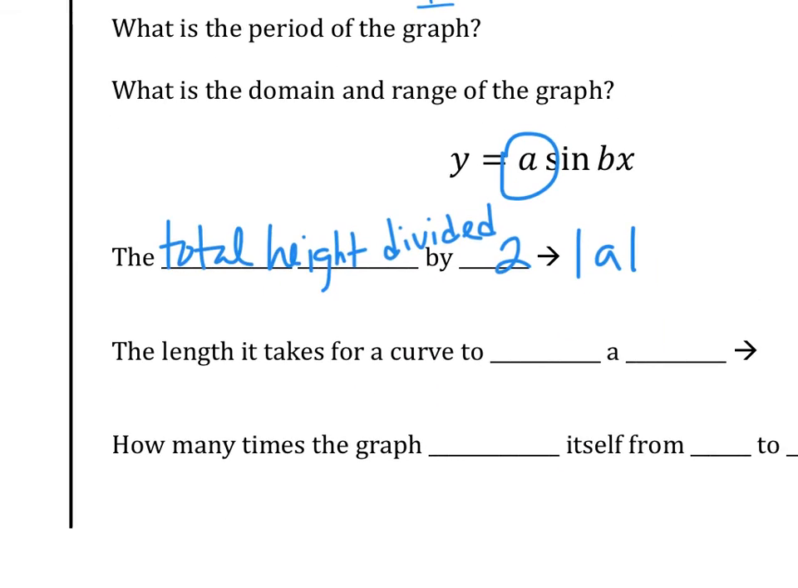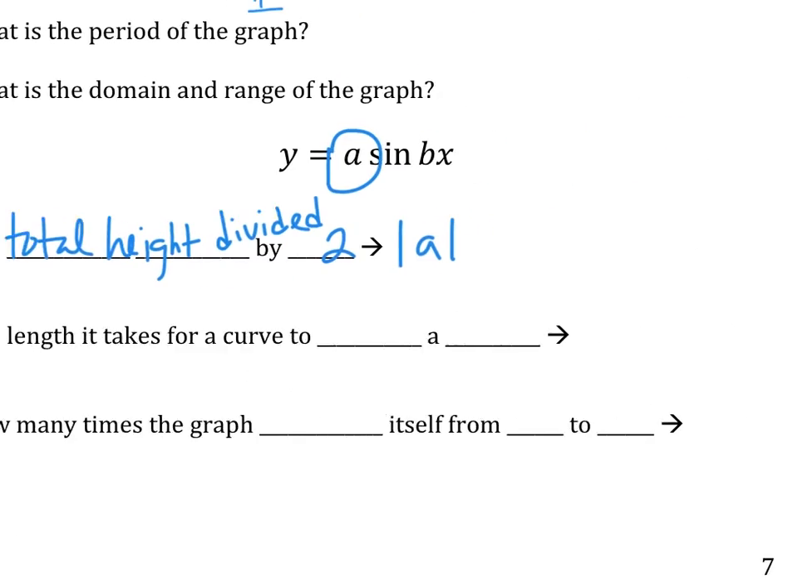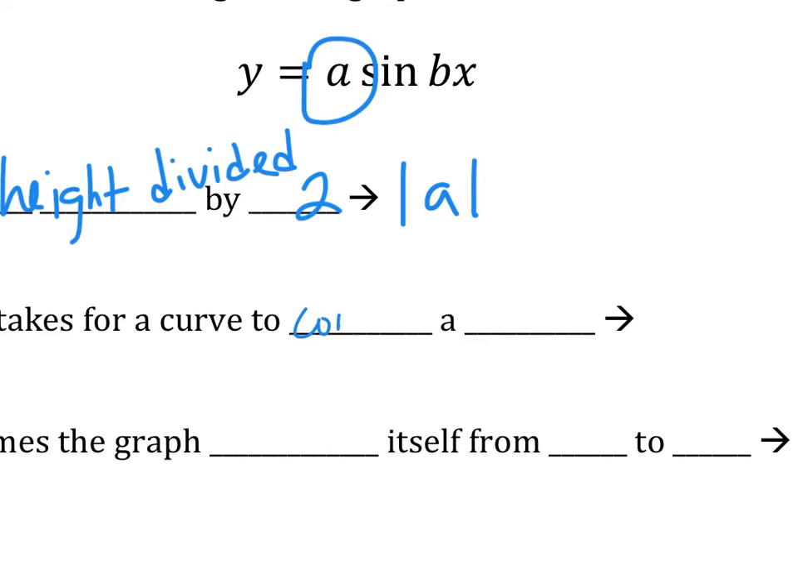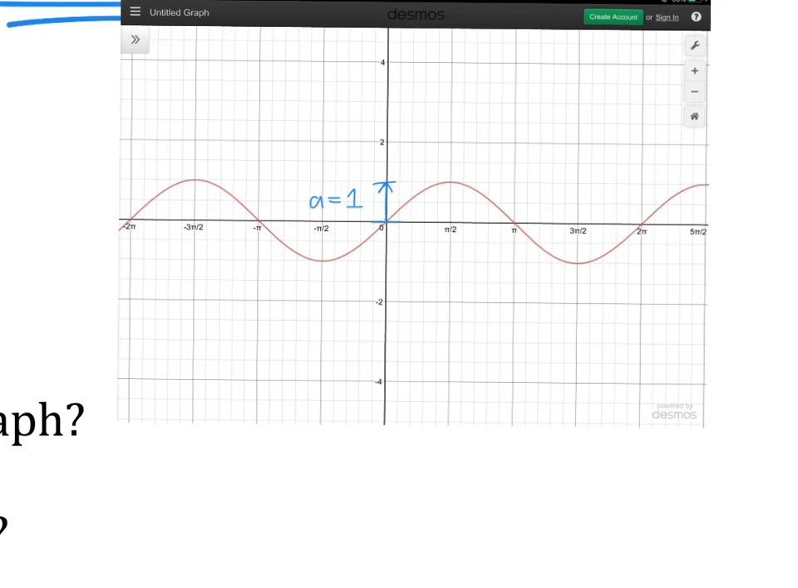Okay, next, period. Period means cycle, or the length it takes for this curve to complete a cycle. Well, what is a cycle? It is how long it takes this graph to repeat itself. So you can see that this graph is obviously going to have a pattern, right? It looks like it's going up and down, up and down, up and down. So there is a pattern to this. The question is, how long does it take for this graph to repeat the same pattern again?